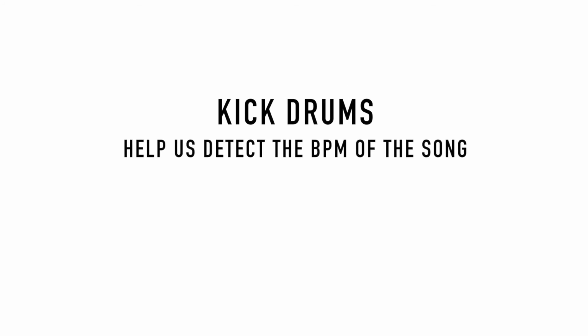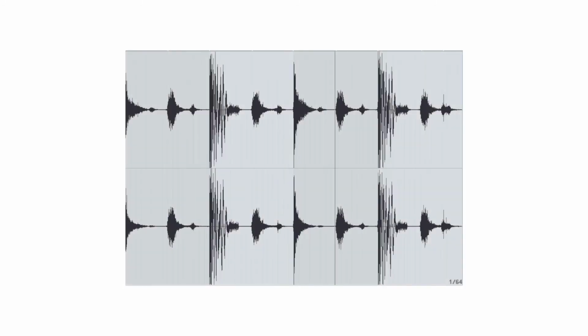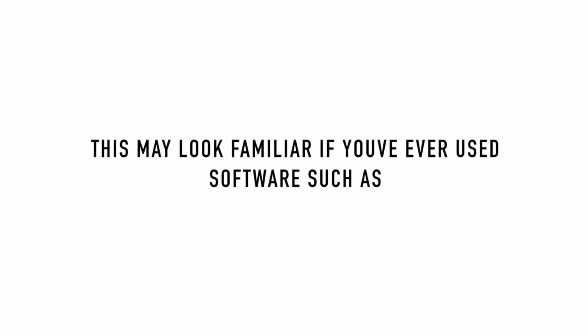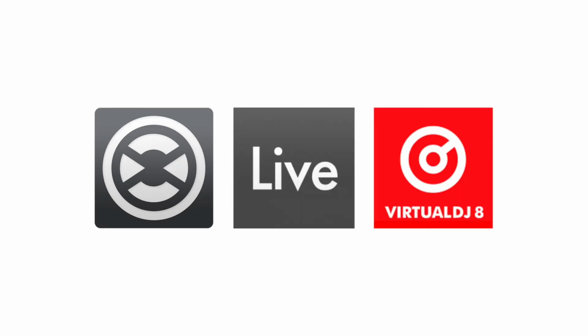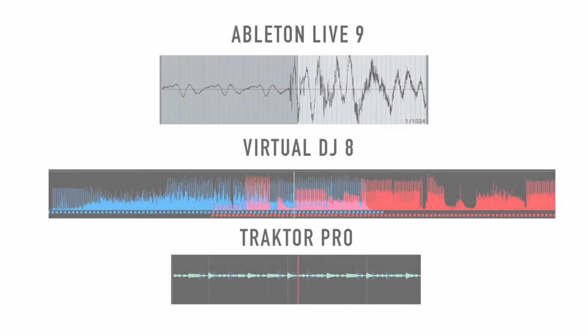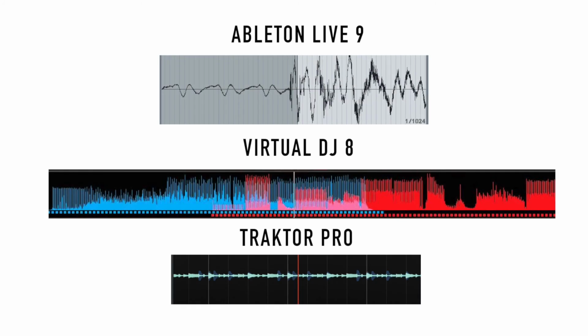Here's an example of transients for a short clip of drums recorded in Ableton Live's Transient Viewer. This may look familiar if you have ever used traditional DJ or digital audio workstation software such as Traktor Pro, Ableton Live, or Virtual DJ, because all audio software uses transients to determine the BPM of the song and displays them in some way or another. Here are some examples of transients being shown in some typical software used today.